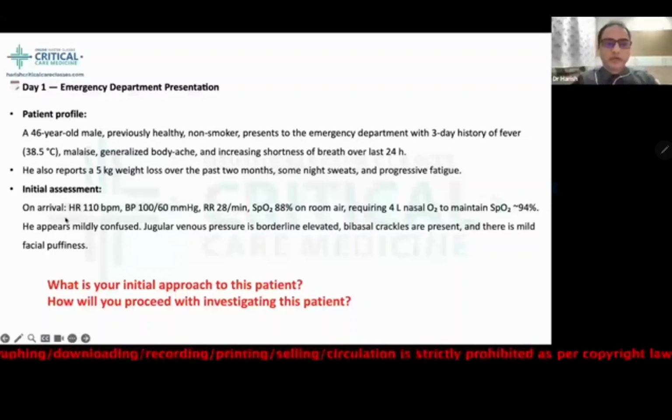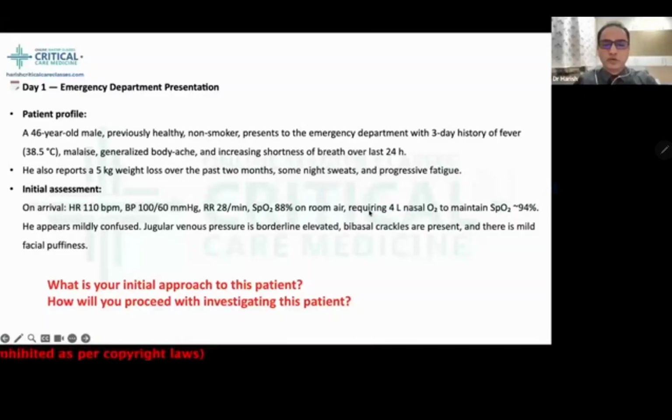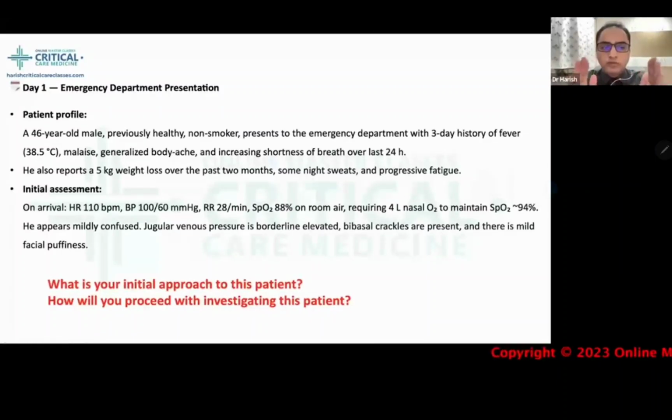Okay. On initial assessment, heart rate is 110 per minute, BP is 100 by 60, respiratory rate is 28, saturating 88% on room air. So requiring 4 liters of oxygen to maintain saturation of around 94%. Room air 88%, and on 4 liters nasal oxygen, saturating around 94%. He appears mildly confused.